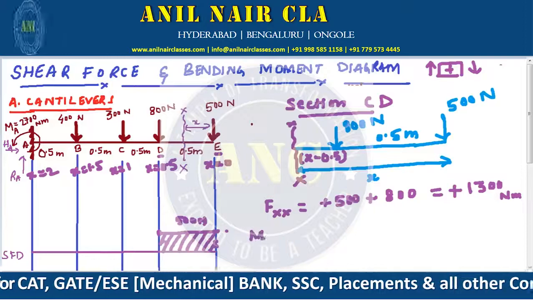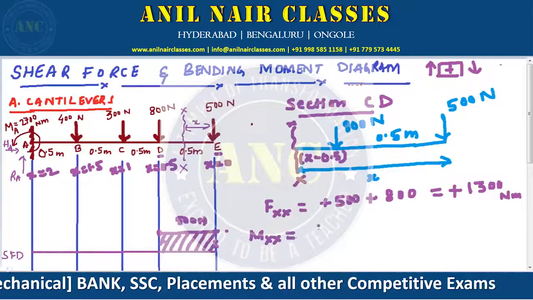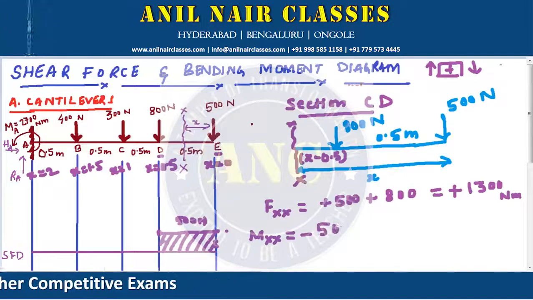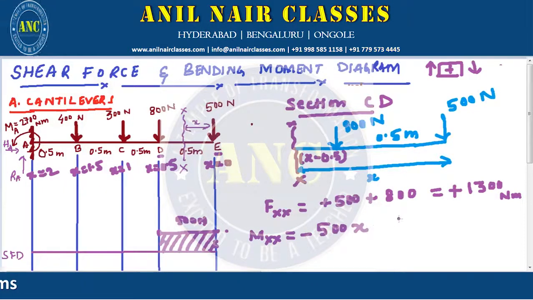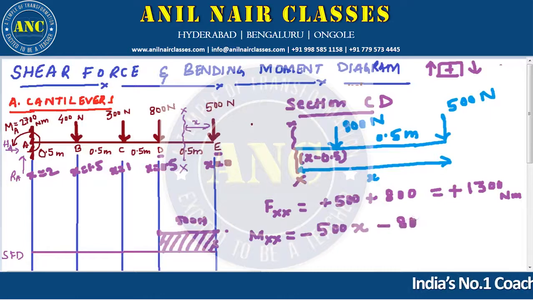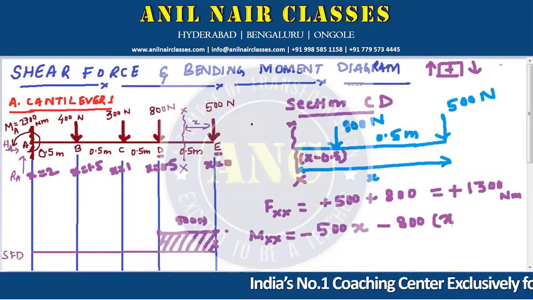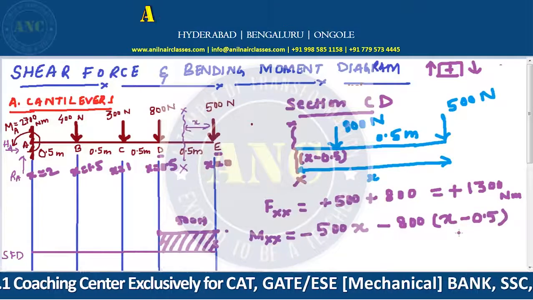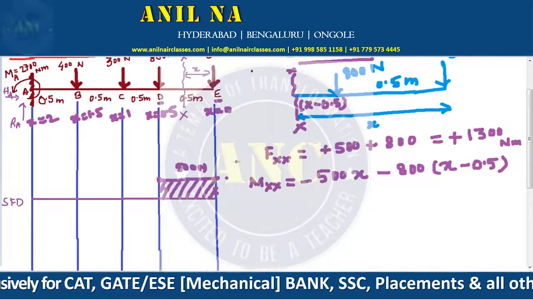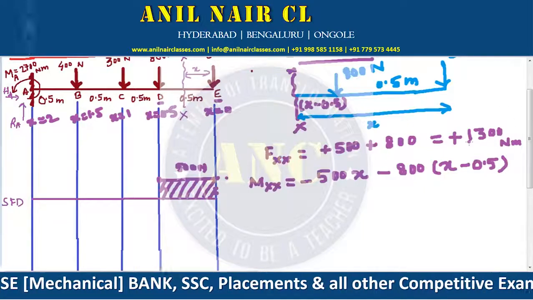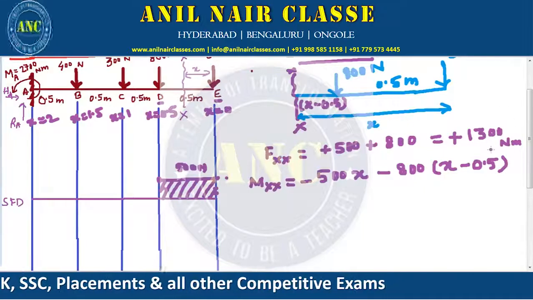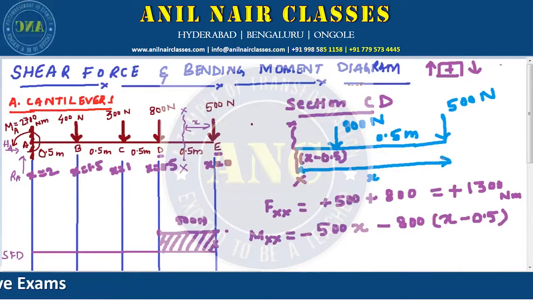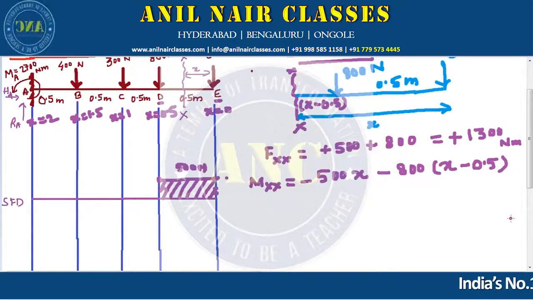Similarly, when we go for the moments, it will be minus, right? Opposite. So this is minus 500 into X minus 800 into X minus 0.5, right? Now here, what is the value here in the first case? F, there is no multiple of X. So force is common and constant for all sections C and D, that is 1300 Newton, right?